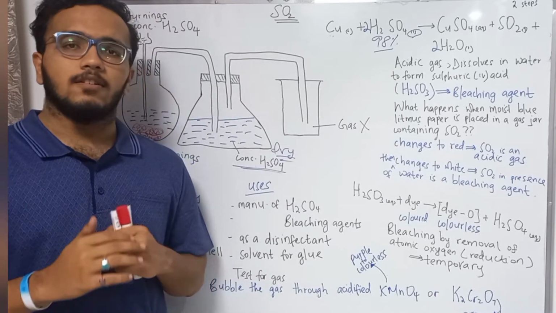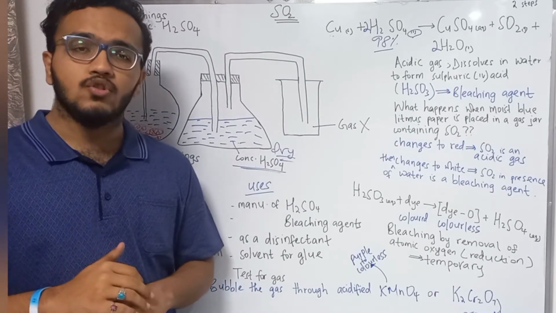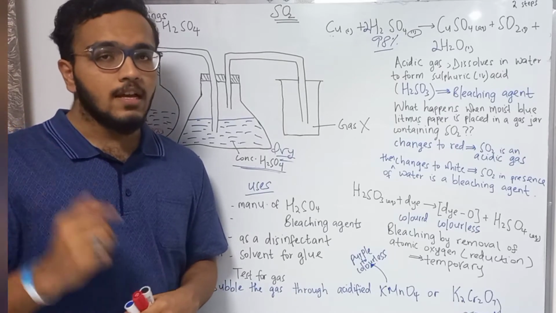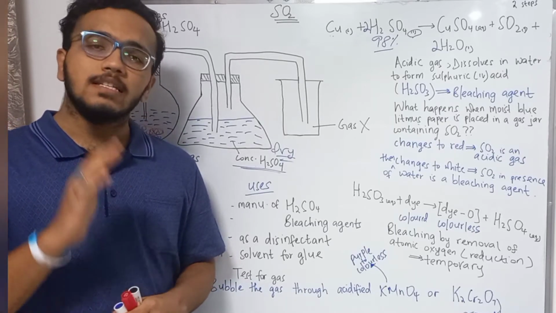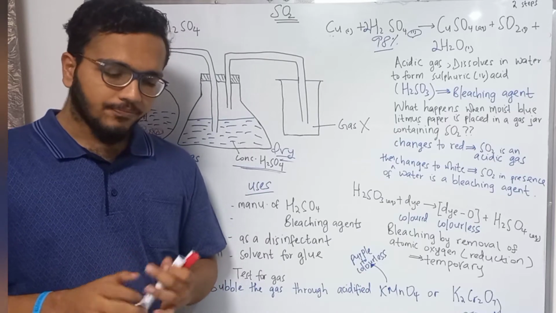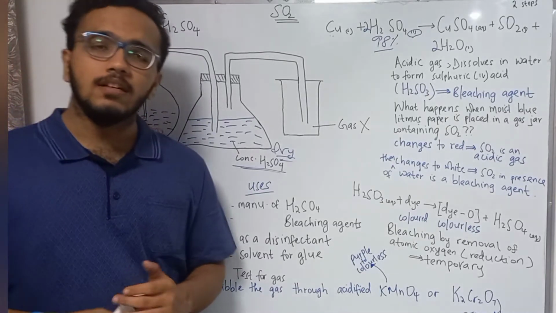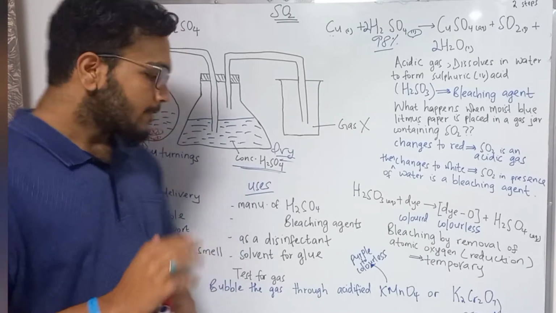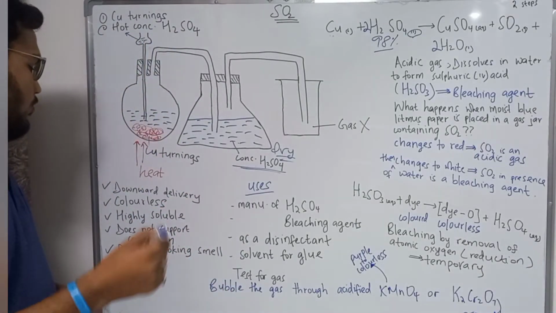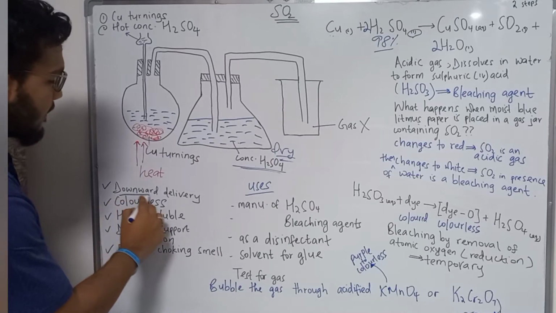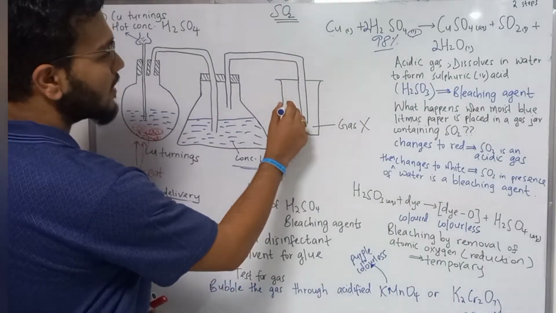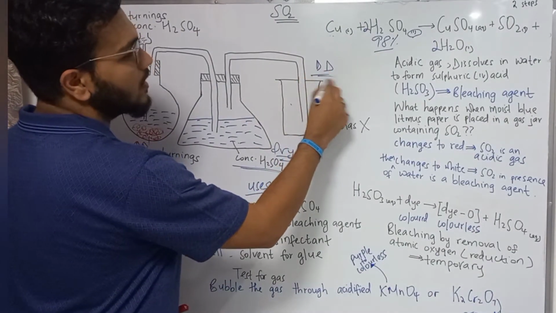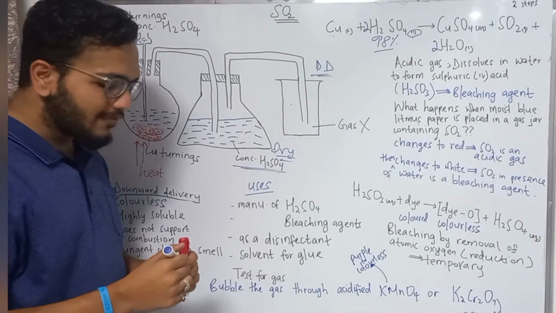It has a pungent choking smell. It is not odorless. It can choke someone and it is poisonous. SO2 is an acidic gas. It can turn moist blue litmus paper to red. Then SO2 is collected by downward delivery. Which method of gas collection is this? Downward delivery, also called upward displacement of air.